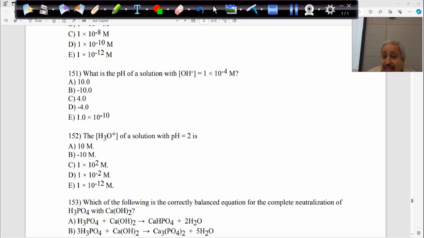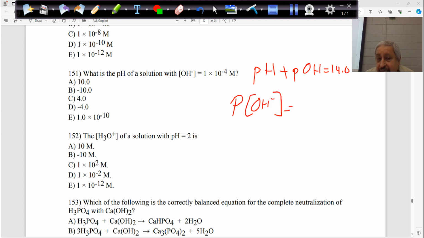What is the pH of this? So what should I do? We did this one here, but I want to repeat myself. I need the pH, but there is a rule: pH plus pOH is equal to 14 point whatever. So pOH is really minus log, correct? So I have to get the pOH. The pOH here is minus log of the concentration, 1 times 10 to the minus 4. Correct? So 10 to the minus 4 will be what?